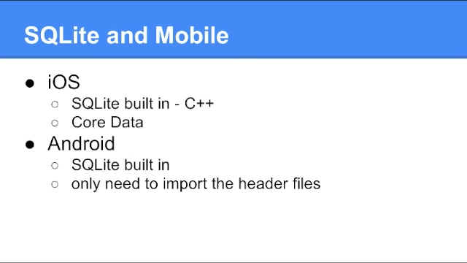So for iOS, SQLite is very easy to use because it's built in. It uses C++, while the iOS programming uses Objective-C, and they work well together. And then the same thing with Android. The SQLite is built in using just a simple library that you can reference in the code.